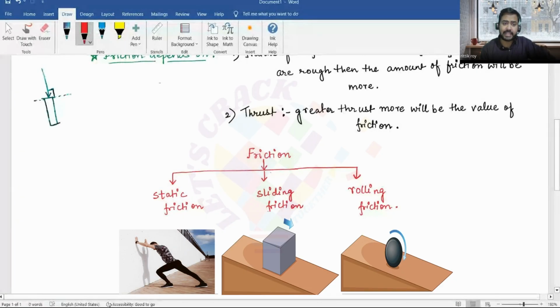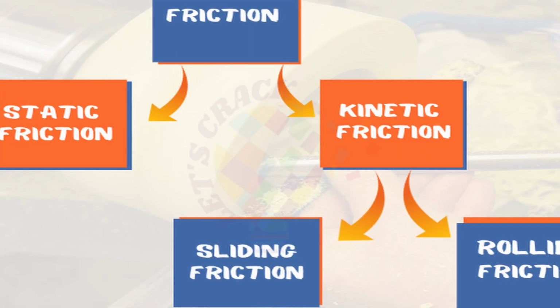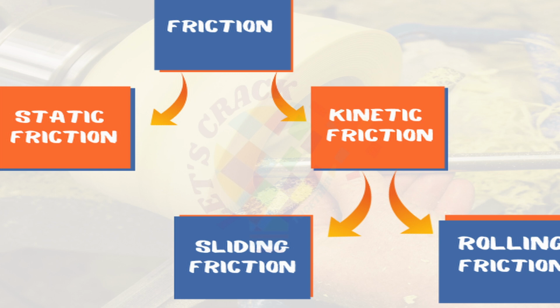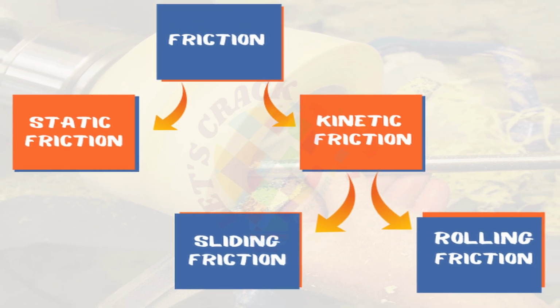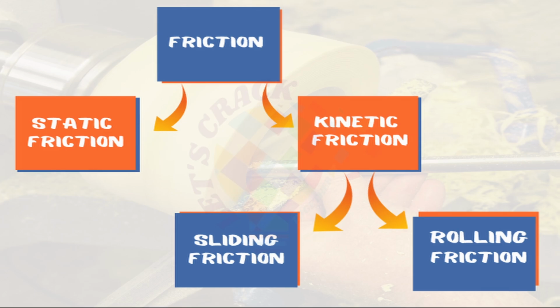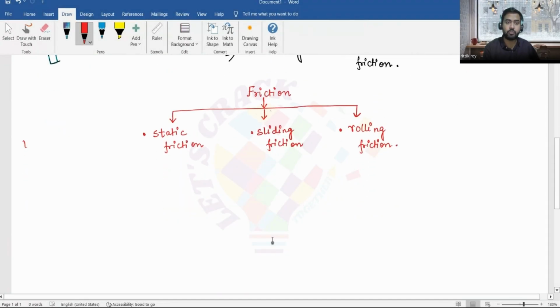In static friction the body is at rest, and in sliding and rolling friction the body is in motion. So we can say that friction is broadly classified into static friction and kinetic friction. In kinetic friction, the two types are sliding friction and rolling friction. Now what is the definition of sliding friction? Because the static friction definition is pretty clear, I hope, to all.